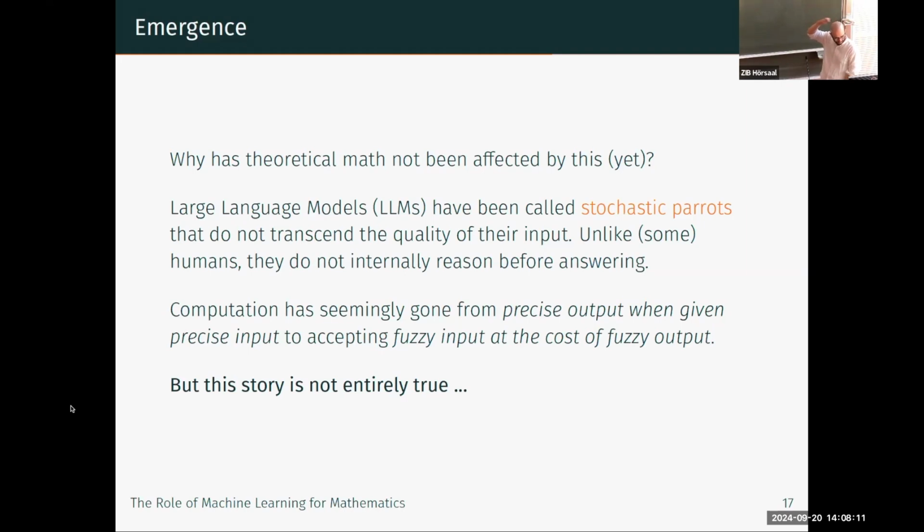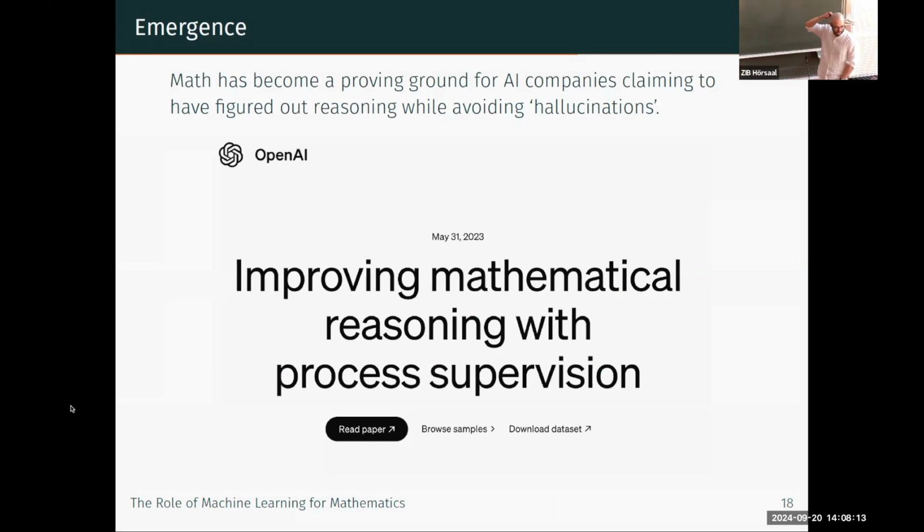But I also think this story is not entirely true, and we started to see some movements in this direction, because many of the big AI companies have started to think about math as the proving ground to show that, in fact, their models are better than stochastic parrots. They can do something deeper. They can do some kind of reasoning, and the way they like to showcase this is using mathematics.